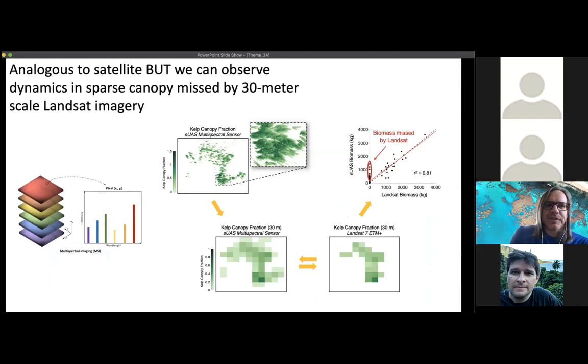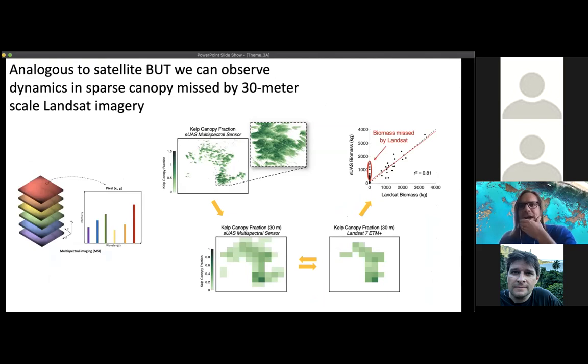And so the multispectral imagery is analogous to the satellite imagery we've been talking about, or we've been using for years. But one advantage it gives us is that we can observe dynamics in sparse canopy, which are missed by the 30 meter scale Landsat imagery.